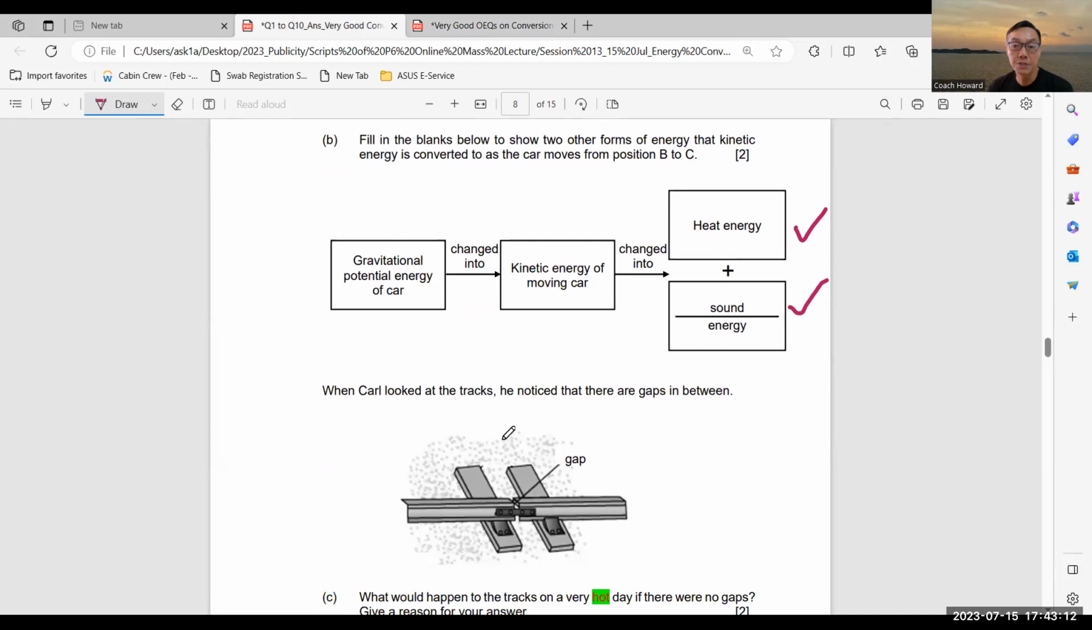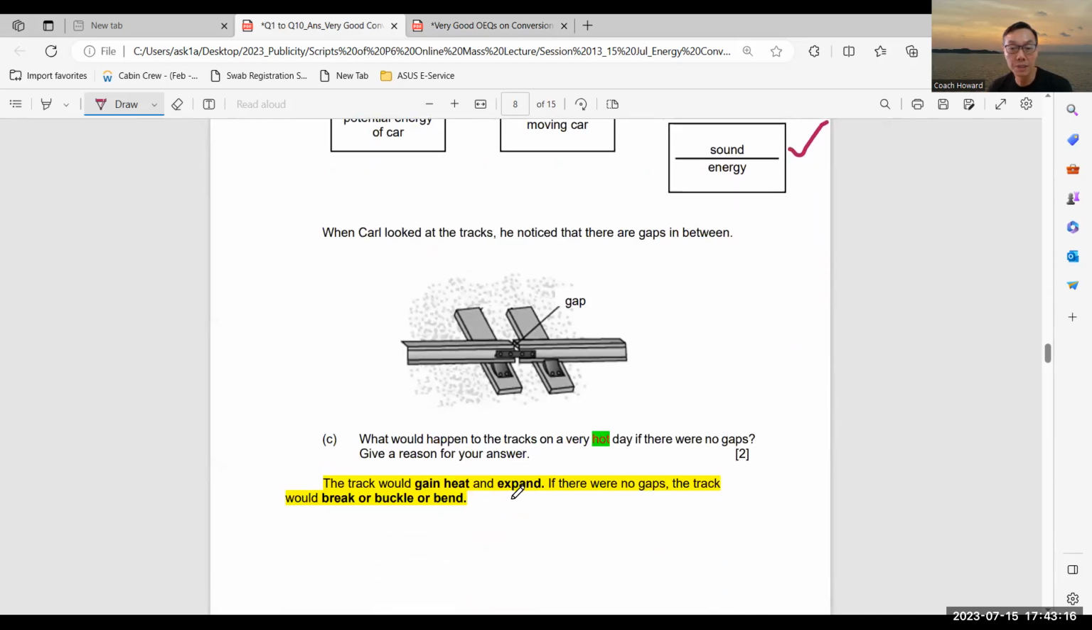Next, this track, right? He noticed there are gaps in between. This gap is there to allow for expansion and contraction, which you learned in primary 4. What will happen to the track on a very hot day? Hot day means high temperature. Because this is made of metal, the metal will gain heat and expand. So you say the track would gain heat and expand. If there were no gaps, the track would break or buckle, and that will lead to an accident.